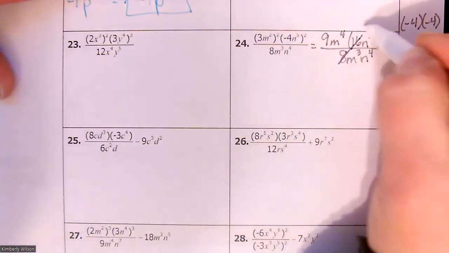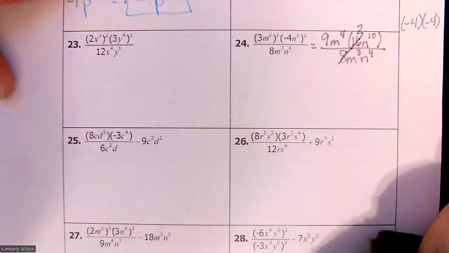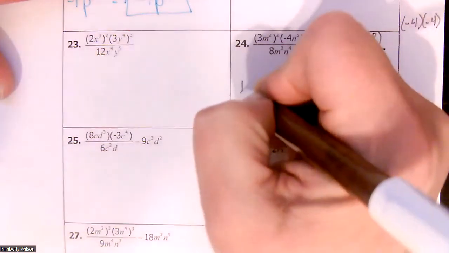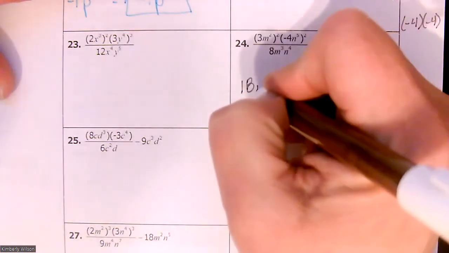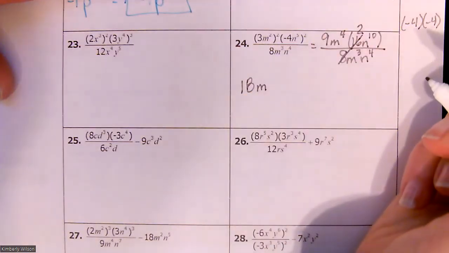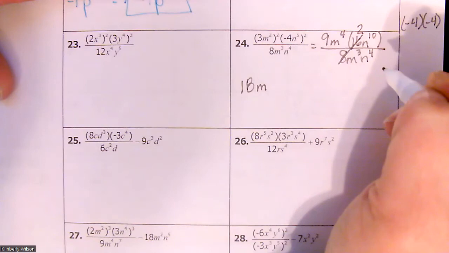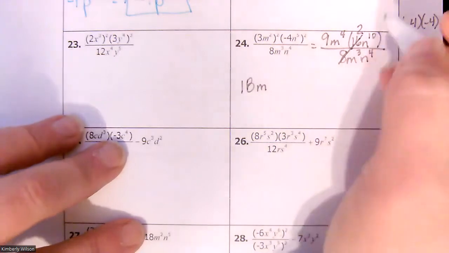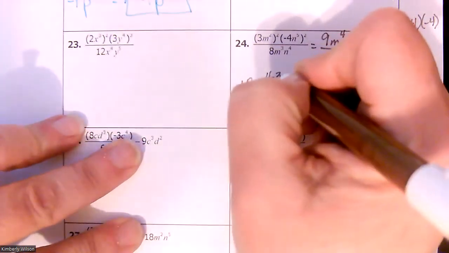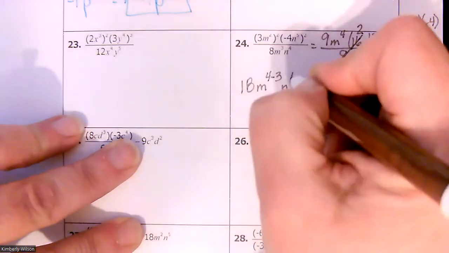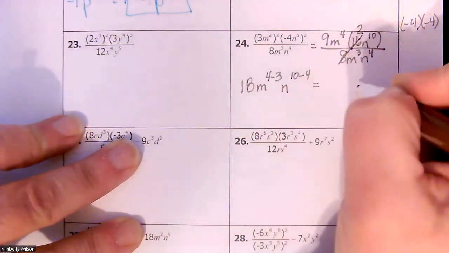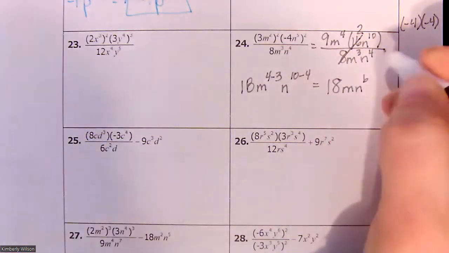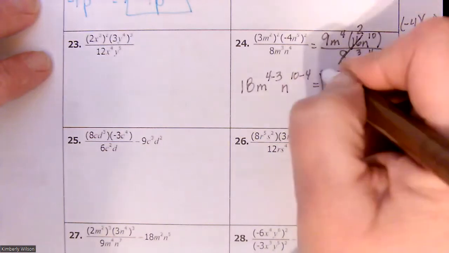Okay, well, now that I'm doing this, I can see 8 goes into 16 twice. So I can cancel this, and this is going to become a big 2. So I've got 9 times 2, which gives me 18 m. There's not an m in this one, so I don't need to worry about that. So therefore, now I can do my quotient rule. So the 4 minus 3, n to the 10 minus 4. So we end up with 18 m n to the 6th. And this is my final answer.